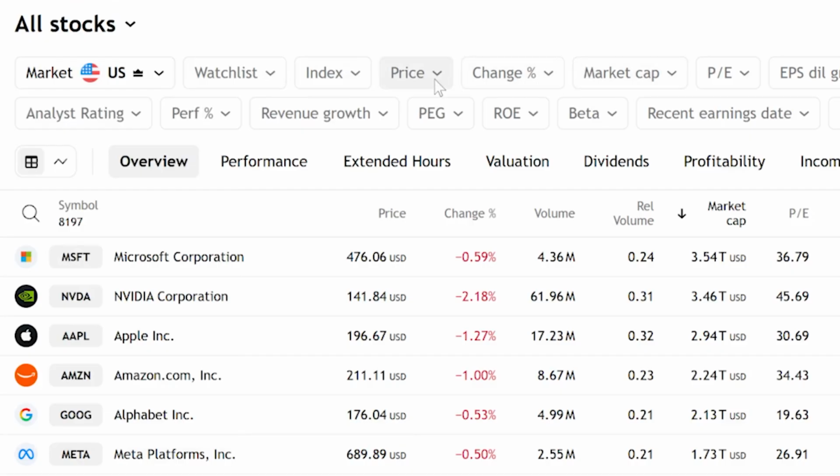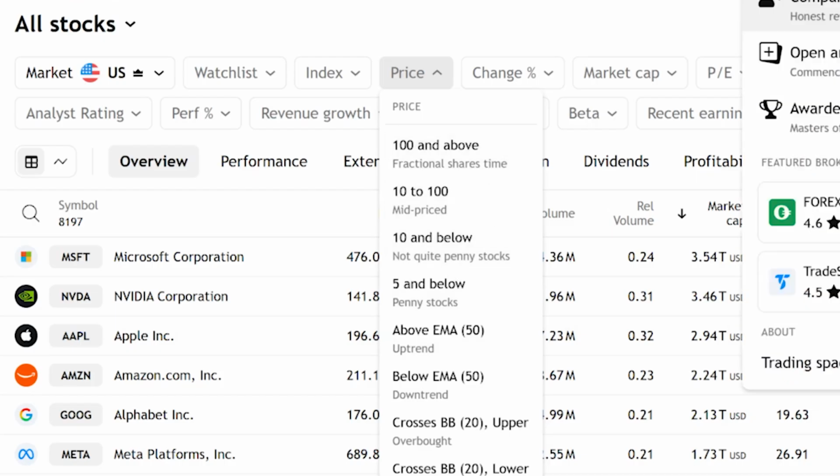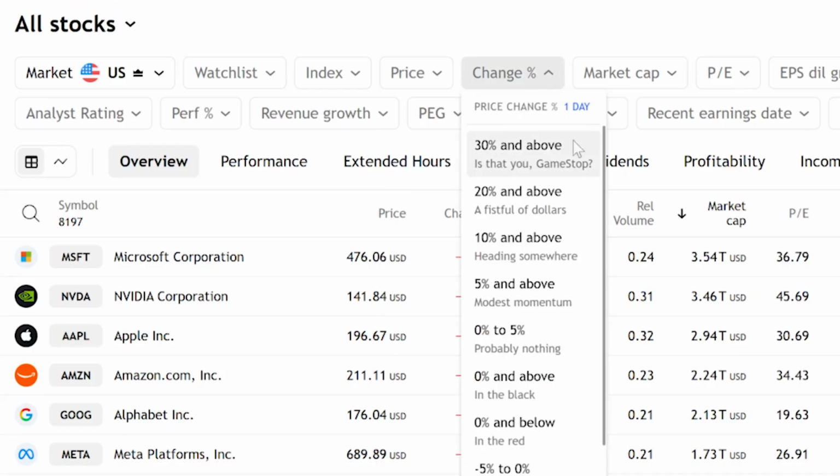One thing I like here is that in all of these popular filters like price, percent change, market cap, it kind of gives you sometimes a sassy explanation of what the various default filter bands mean. So here you can see for price, stocks 100 and above, it says fractional shares time. Percent change, if it's 30% above, it gives a reference to GameStop.